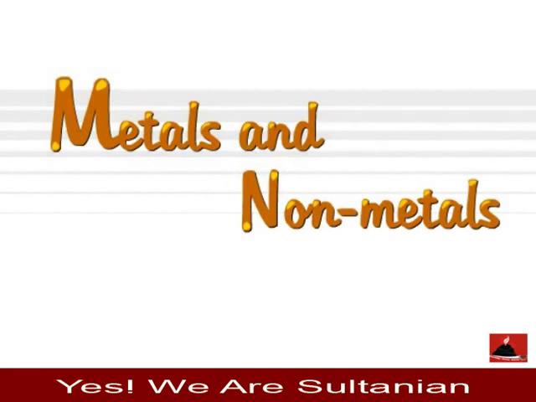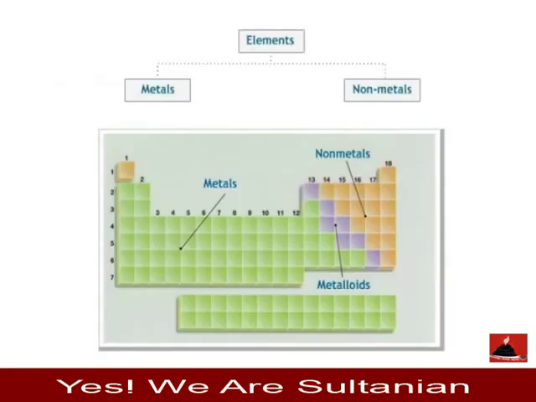Metals and nonmetals. Introduction. Elements can be classified as metals and nonmetals on the basis of their properties. Only 17 elements in the periodic table are generally considered nonmetals compared to over 80 metals.